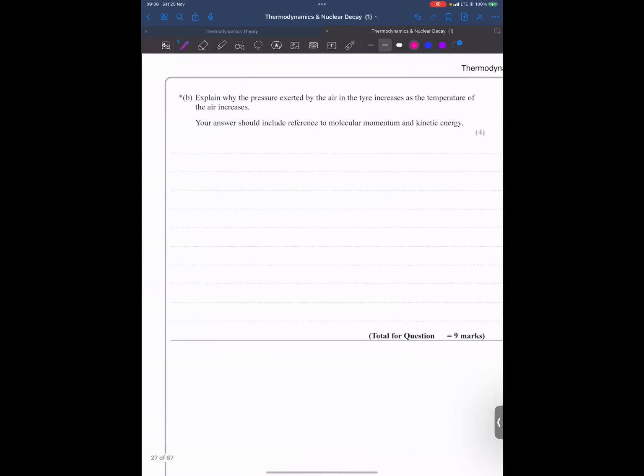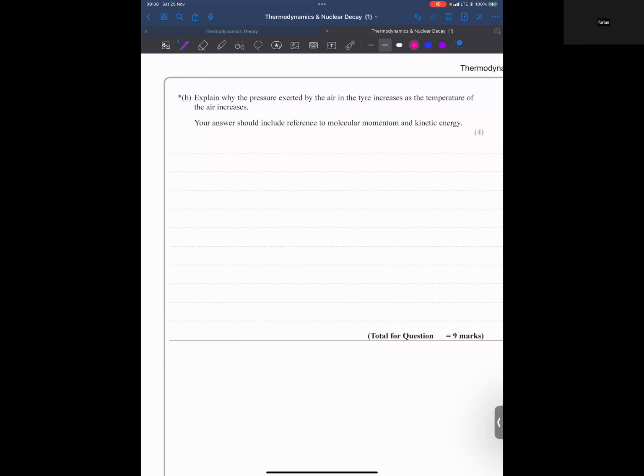The next one is very similar to the previous question that we answered. Explain why pressure exerted by the air in the tire increases as the temperature of the air increases. The previous question, for a 6 marker, was how the pressure decreases when the temperature decreases. Now for a 4 marker they have asked how it increases when the temperature is increasing.